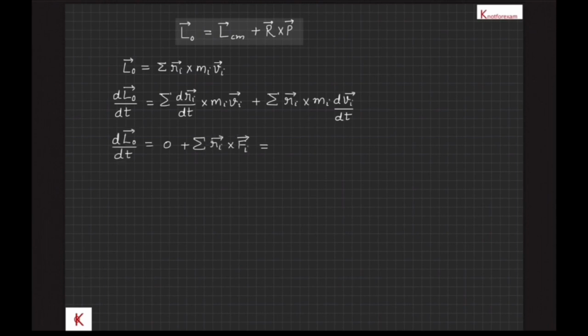The first term is 0 and the second term, sigma Ri vector cross Fi vector, will be equal to the net torque about point O. Therefore dLO vector by dt is equal to tau O vector, that means rate of change of angular momentum about point O is equal to torque about point O.